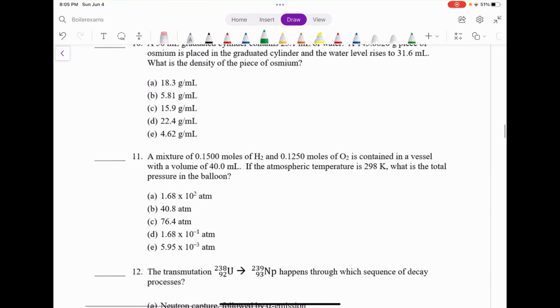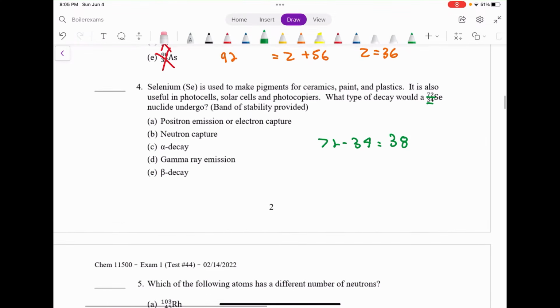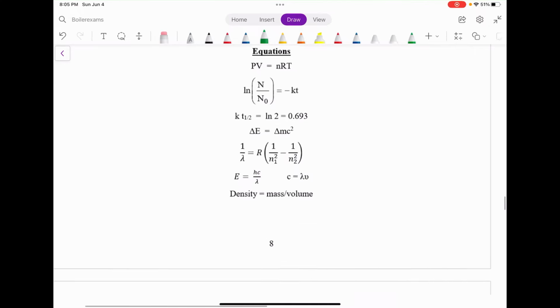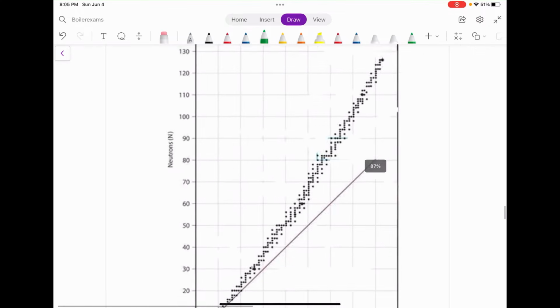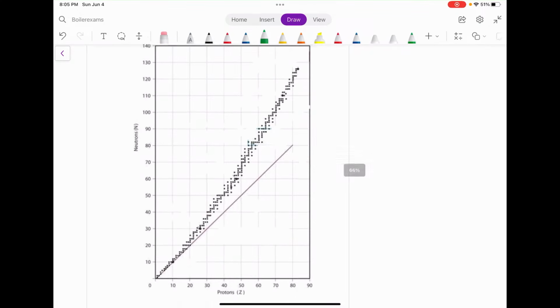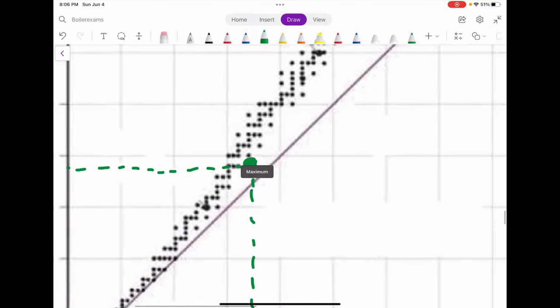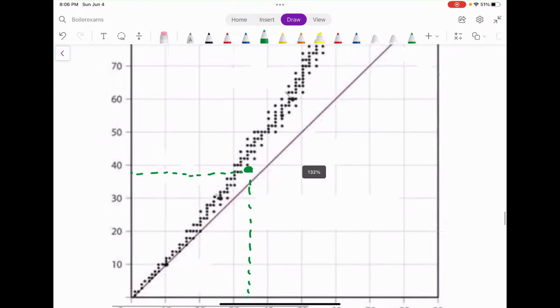And actually, hold on. How many protons do we have? Let me try to remember. All right, we have 34 protons, 38 neutrons. Let's take a gander at the band of stability. We're plotting protons versus neutrons, and we have 34 protons, so somewhere like this, and 38 neutrons, so somewhere over here. Okay. Wow, we are pretty close to the line.